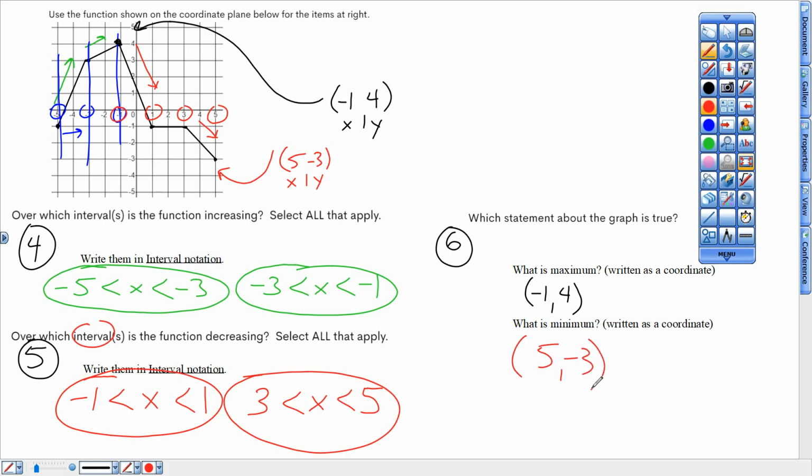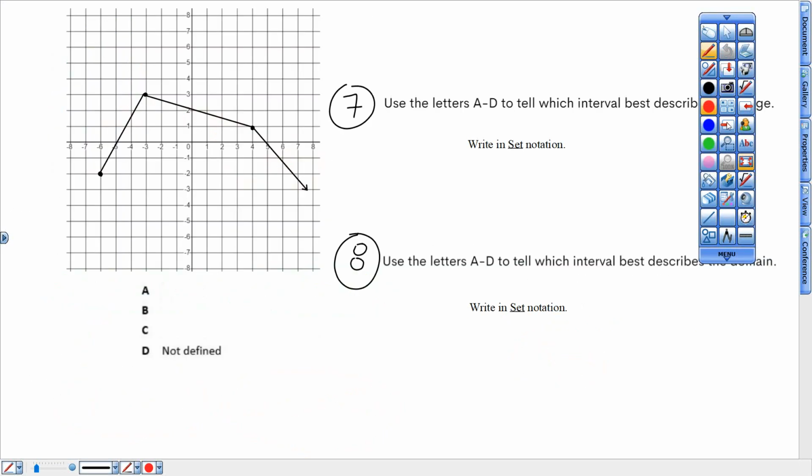All right, moving on. Number 7. Next random word is up. Up.